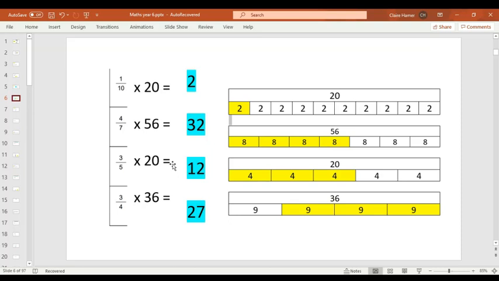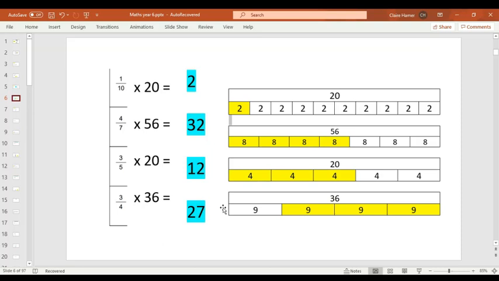3/5 of 20. So that means you do 20 divided by 5. So you separate 20 into 5 equal parts, which is 4. Okay, one way of checking is just counting up. 4, 8, 12, 16, 20. Okay, and then we multiply by the numerator. We would like 3 parts. So I've highlighted 3. So the answer is 12. 4, 8, 12. Final question, 3/4 times 36.